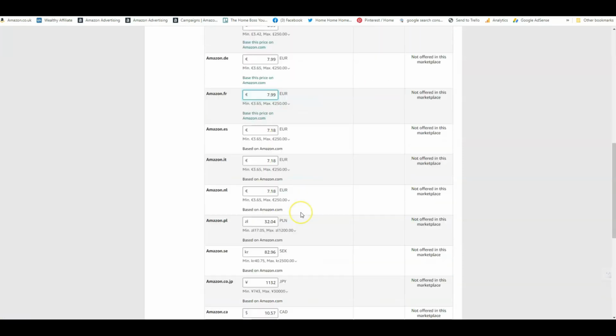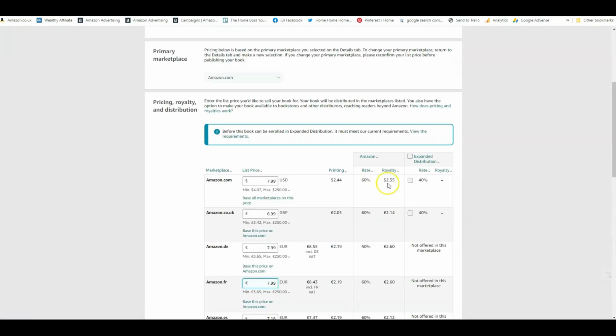So you can continue doing that to the rest of them. And just another thing to explain, expanded distribution is when your books can be distributed to bookstores and to libraries, that kind of thing. But because this is a low content book, they're not really eligible for expanded distribution. So we don't do anything here. We don't tick that because we're not eligible for that.